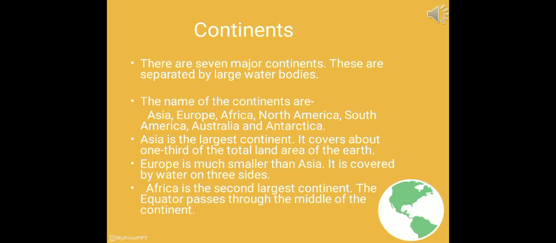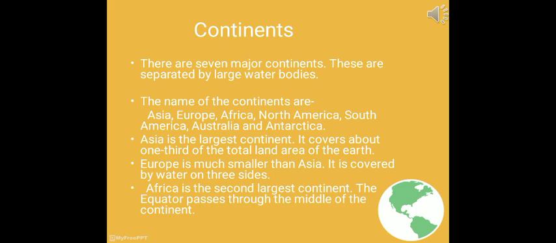Okay, so let us study about the 7 continents of the world. First one is Asia. Asia is the largest continent. It covers about one third of the total land area of the earth. The continent lies in the eastern hemisphere. The Tropic of Cancer passes through this continent. Asia is separated from the continent Europe on the west by a mountain range called the Ural Mountains. The combined landmass of Europe and Asia is called Eurasia.